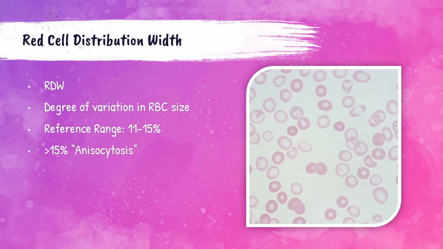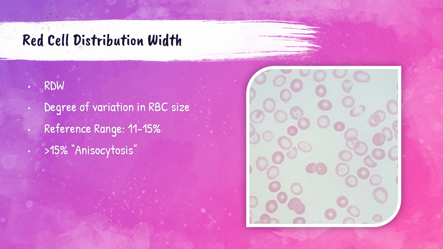And what it shows is the degree of variation in red blood cells, right? So the normal reference range for this is 11 to 15%, right? And when the RDW is greater than 15%, it's what we call anisocytosis. So lower than this reference range doesn't have a term for it. There's no clinical issue there. It's only when it's greater than normal, and this is anisocytosis.